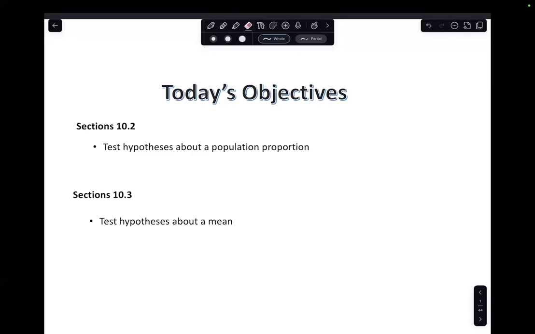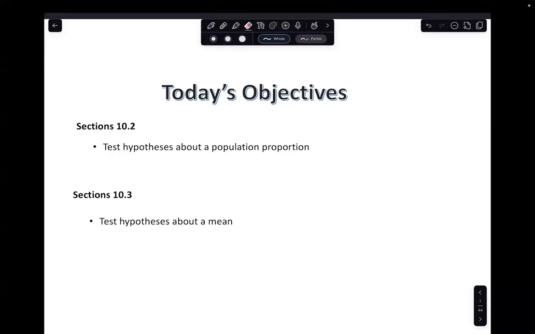So we're going to finish up with 10.2. We're going to test hypotheses about a population proportion, and 10.2 is going to use p hat and all of the stuff for proportions. 10.3, we're going to test hypotheses about the mean. So this is going to use our sigma sub x bar and the t values, kind of like we did in 9.2. So 10.3 goes along really well with 9.2, and 10.2 goes along really well with 9.1. So that's what we're doing tonight.